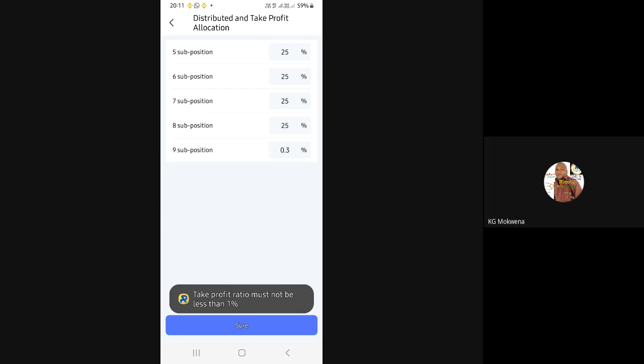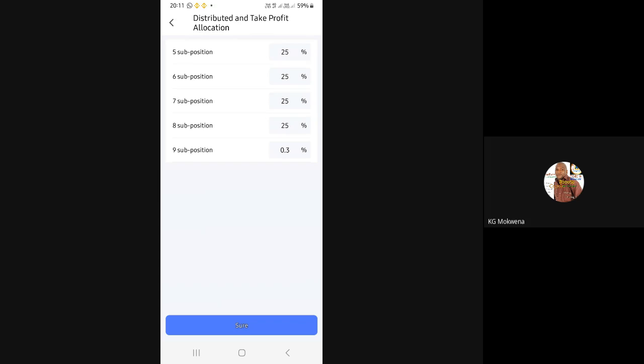You see? Can you see that? Say show again and you'll see what I want. At the bottom, there's a pop-up message: take profit ratio must not be less than 1%, you see? So it means 1% is the minimum we can take. Meaning that immediately when position number 9 reaches 1% in profit, the system will trigger it for profit taking.